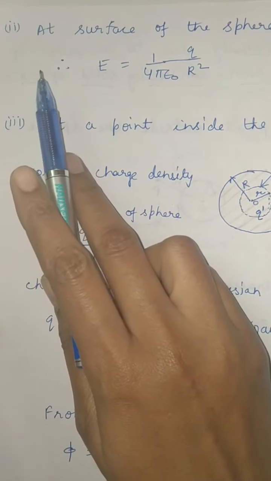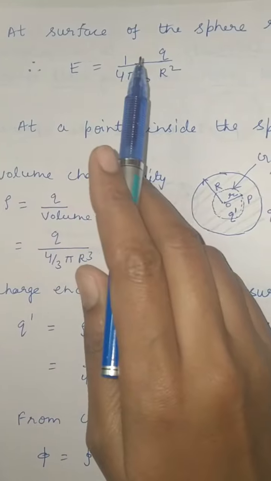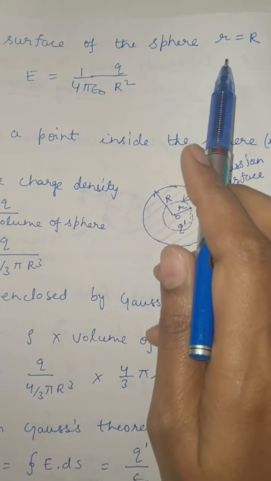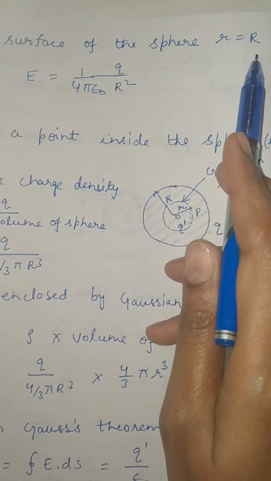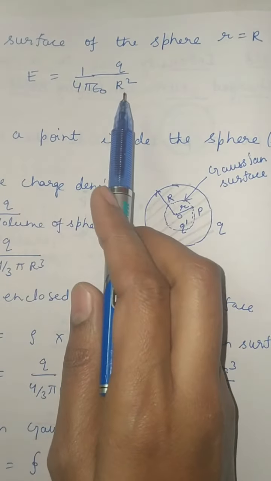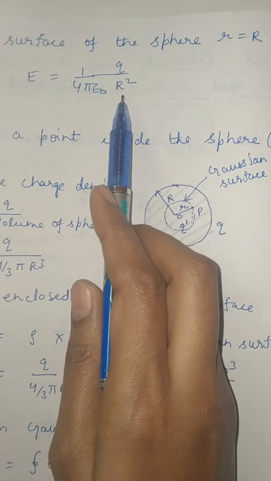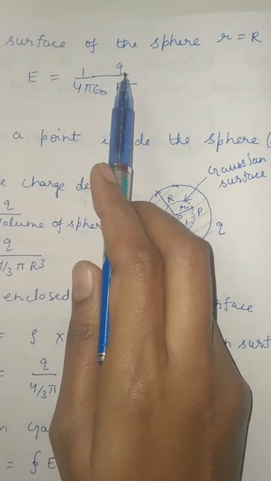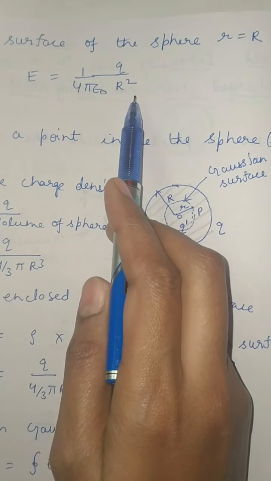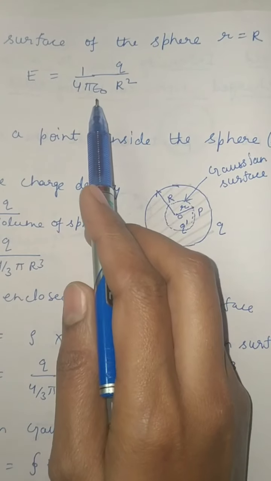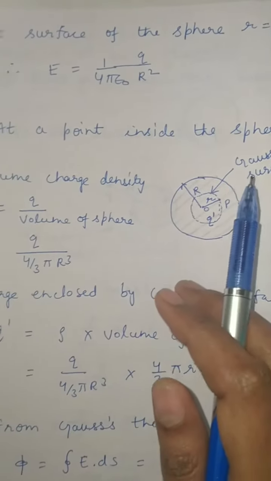Now the second case is if we choose the observation point on the surface of the sphere. So for these points r will be equal to capital R. So in the previous equation we will just put capital R in place of small r. So E will be equal to q upon 4 pi epsilon naught R square. So this is the electric field at the surface of the sphere.